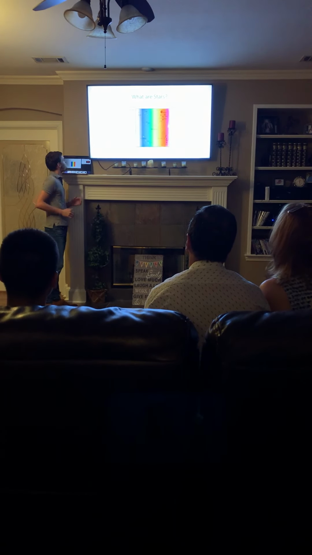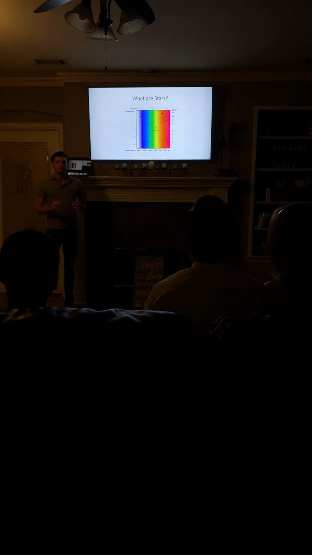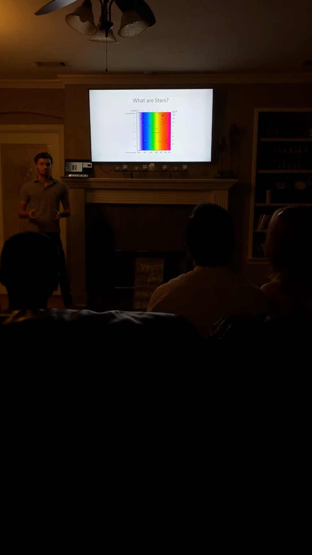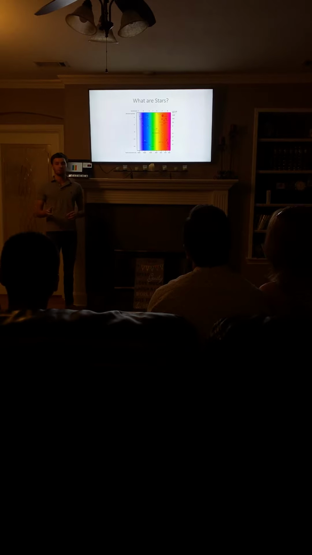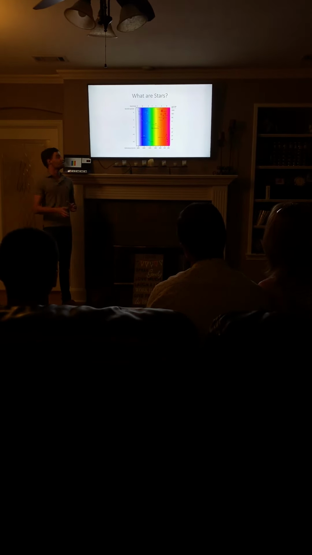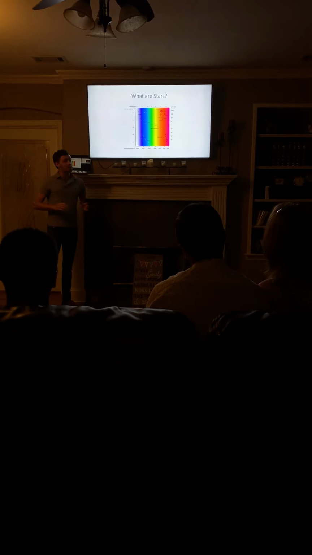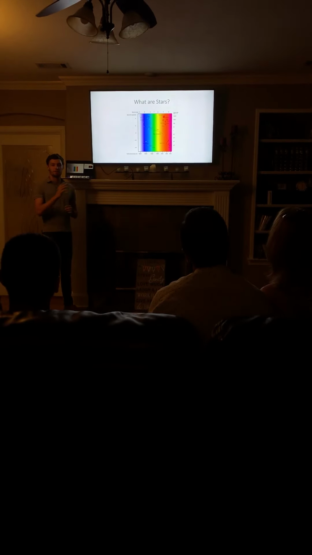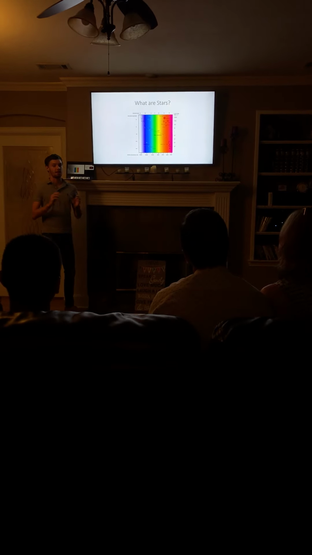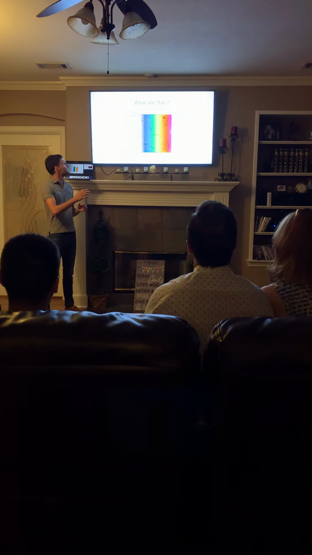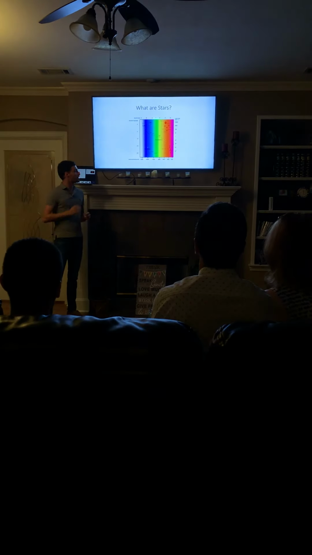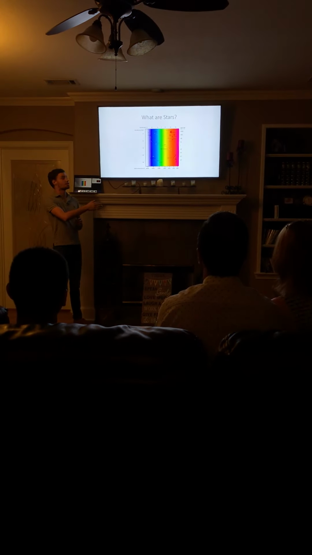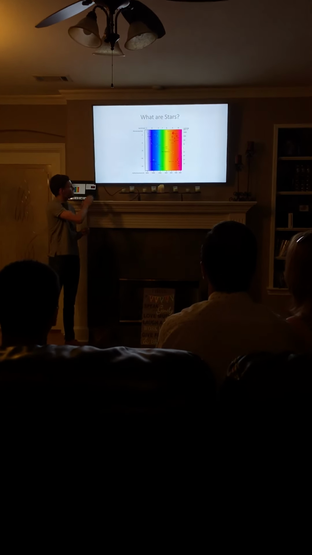Now, stars are classified by their spectra, or color. This is determined by their temperature. The different classifications, as you can read across the top there, are O, B, A, F, G, K, and M.